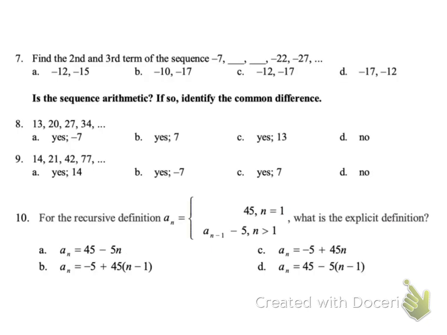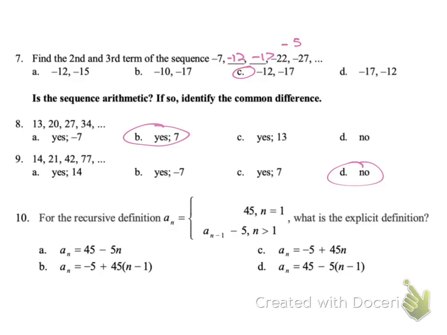Number 7, find the second and third term of the arithmetic sequence. So since that is -5 there, this would be -12 and then -17. 8, that's +7, +7, +7, so it'd be yes. Number 9, that would be a no. It's not the same each time.